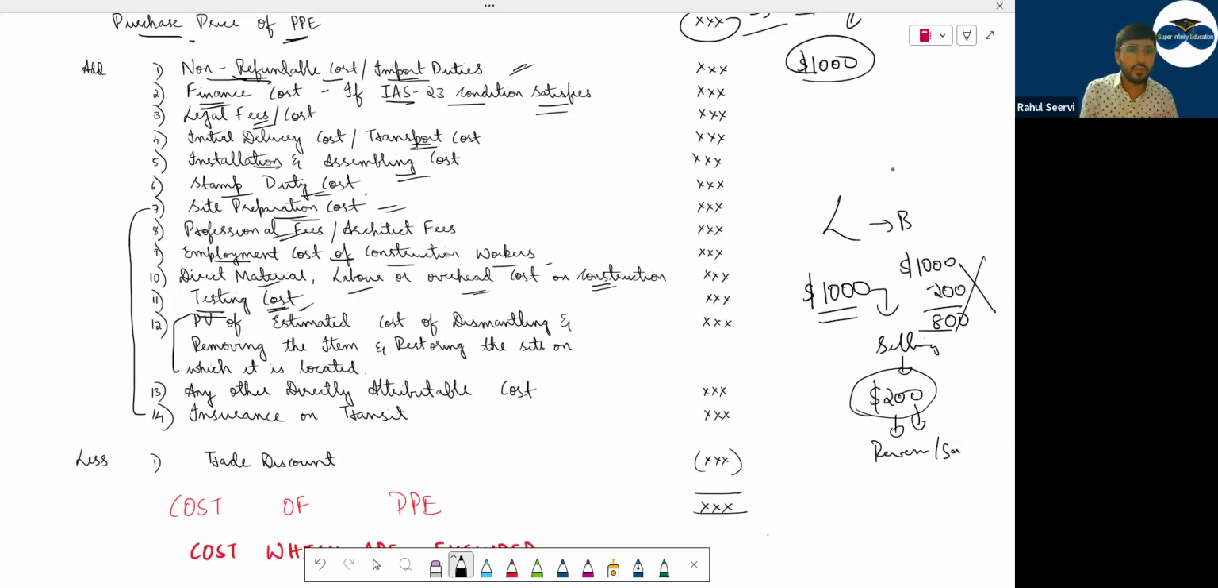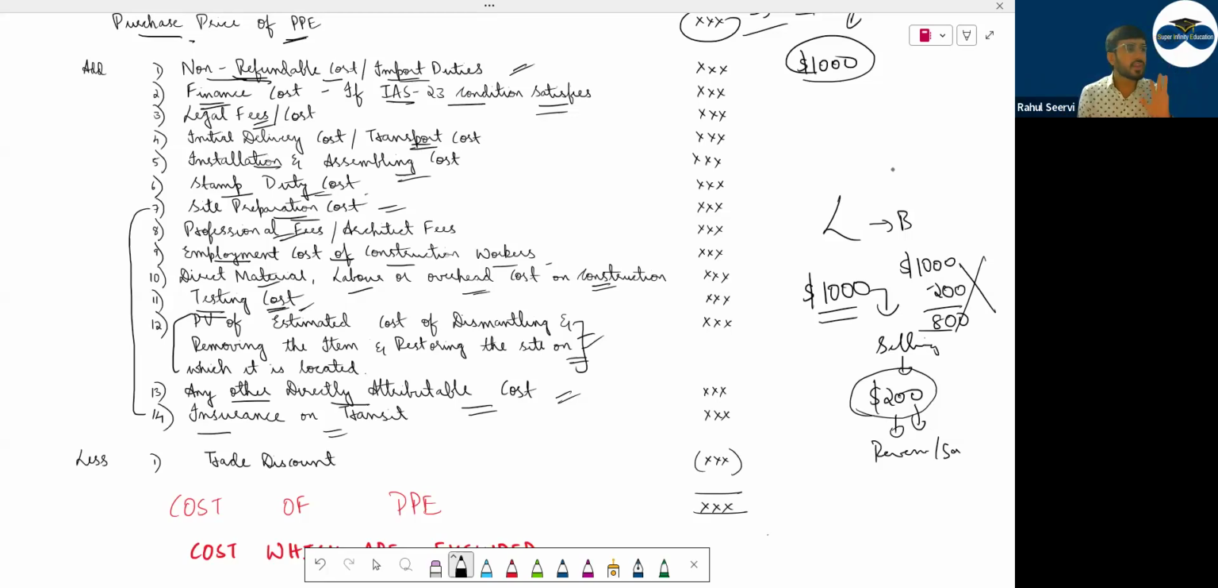Then the present value of decommissioning. Before starting this, we had discussed the amortization table. This is regarding this topic. Then any other directly attributable cost, whichever you feel are directly attributable, you will add it to the cost. Insurance on transit. I am purchasing an important item and I've taken insurance on that during transportation. It is taking 10 days and it is a very important item. So I've taken an insurance on that. The premium which you pay, that also will be included here.